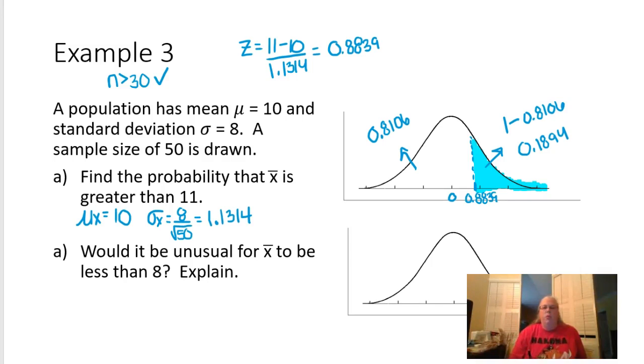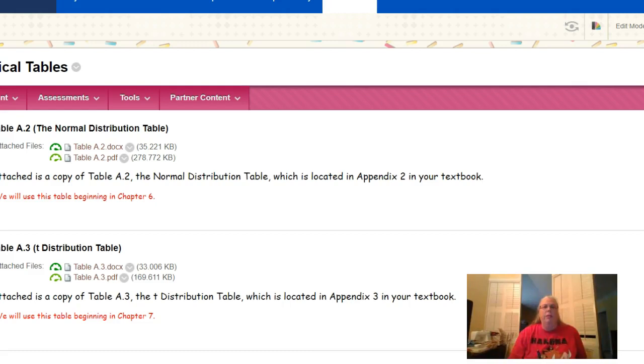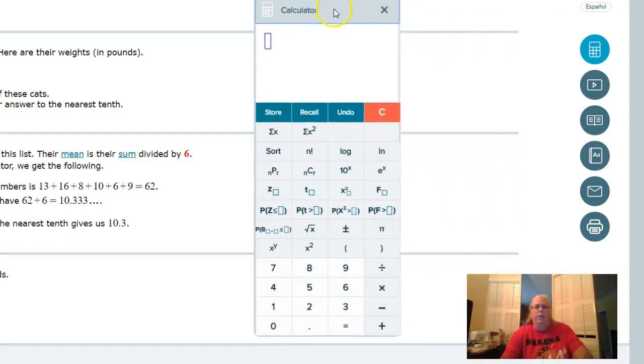Now, another option we had for doing this is we could have pulled up the ALEKS calculator, and put in our z-score here of 0.8839, and we might have gotten a more accurate answer from it. And I know that ALEKS is being a little bit finicky on some of these. So let's go over to the ALEKS calculator. All right, so here's my calculator. Move it around. Yeah, there we go.